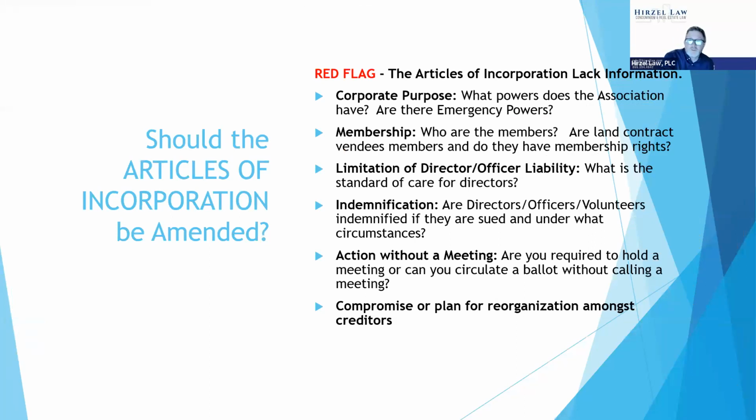With respect to the articles of incorporation, one potential reason could be if the articles of incorporation lack information. With respect to corporate purposes, are the corporate purposes adequately set out? Depending upon if you want to have emergency powers laid out, are there emergency powers contained in the articles of incorporation? With respect to membership, do the articles adequately describe who the members are? And if you have the possibility of land contract vendees being involved in your community, do the articles of incorporation describe the rights of land contract vendees? Are they members and do they have membership rights?